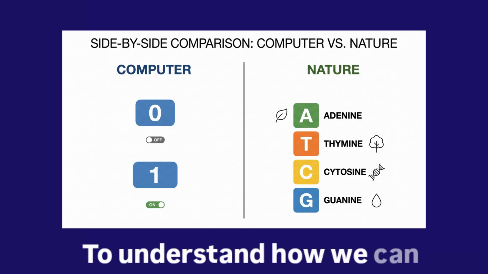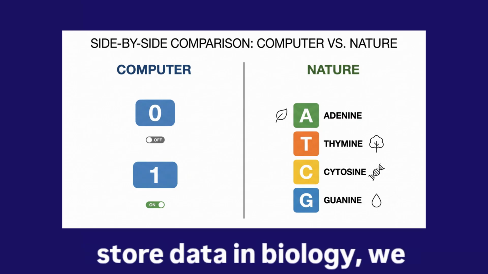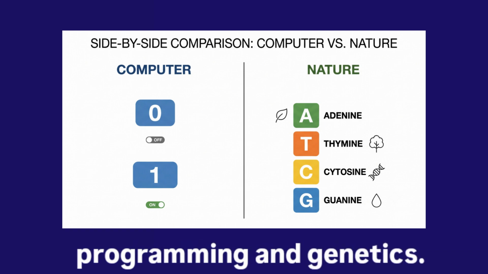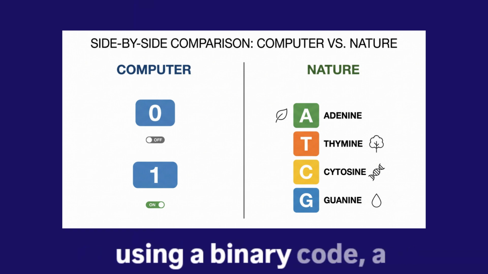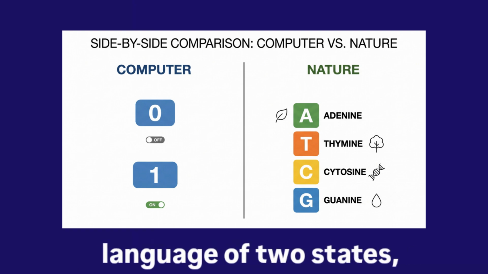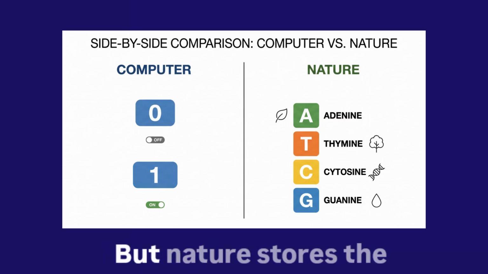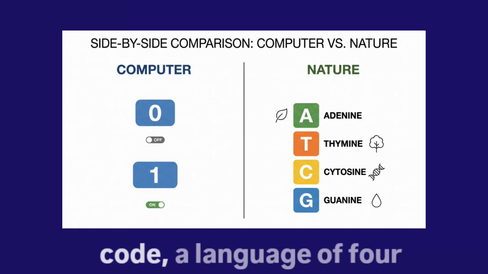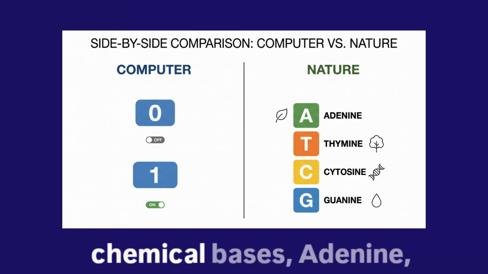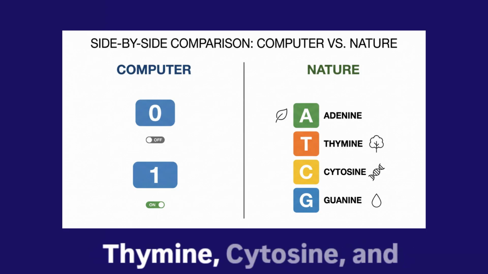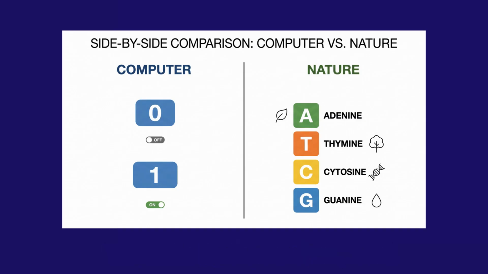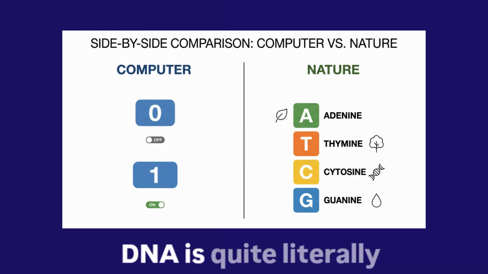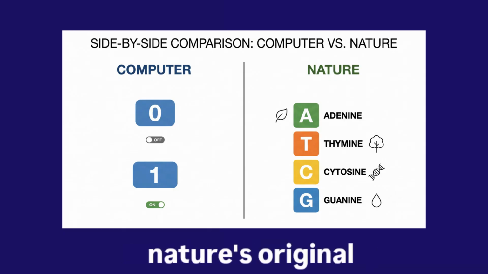To understand how we can store data in biology, we have to look at the striking similarity between computer programming and genetics. A computer stores data using a binary code, a language of two states, zeros and ones. But nature stores the blueprint of all living things using a quaternary code, a language of four chemical bases: adenine, thymine, cytosine, and guanine. We represent them as A, T, C, and G. DNA is quite literally nature's original operating system.